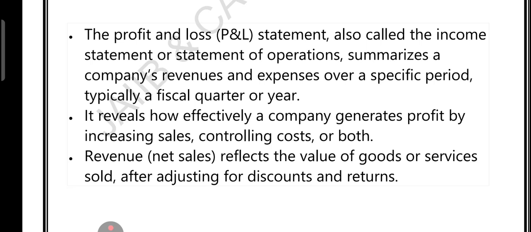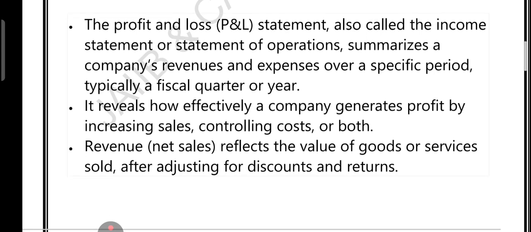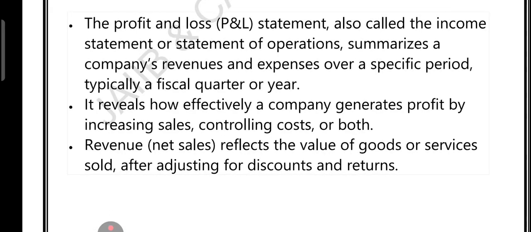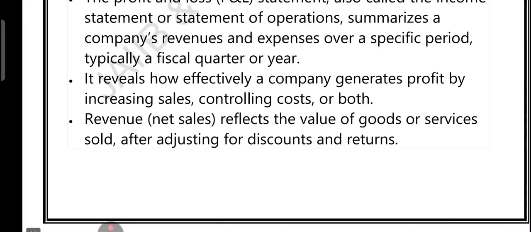So it tells us how the company generates profit, through higher sales, lower cost, or both. So how does a company generate profit? Either through higher sales or through lower cost, or both. Obviously if sales are higher, then profit will be higher. If cost is lower, profit will be higher, or if both are done, obviously the profit will be higher.